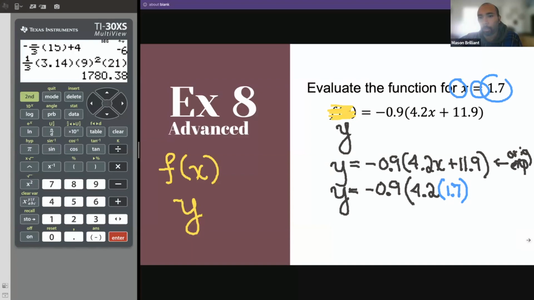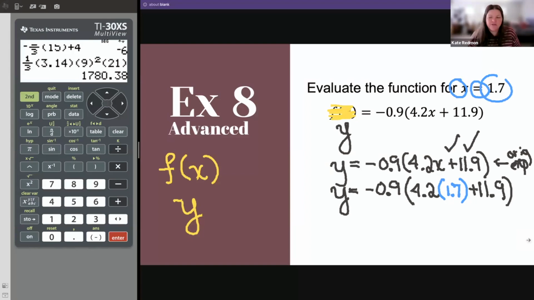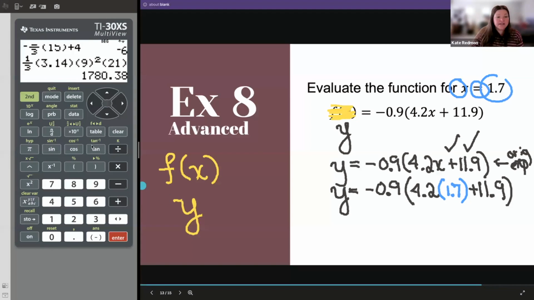You drop the symbol down of addition. 11.9. Close parenthesis. And then close the second parentheses. Gorgeous. It might be ugly on the right-hand side, but it's ugly with all numbers my calculator can handle.